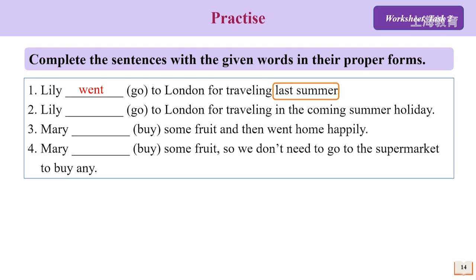2. Lily will go to London for traveling in the coming summer holiday. In the coming summer holiday shows the action will happen soon. We use the simple future tense here. Number 3. Mary bought some fruit and then went home happily. From the sentence we know the actions happened in the past. So we use the simple past tense here.